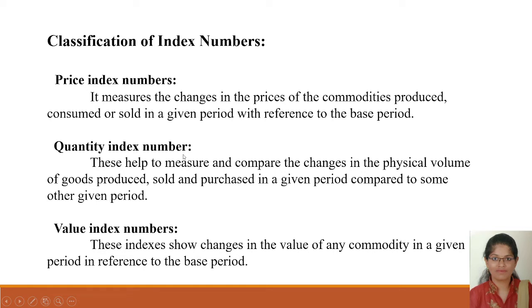Second is a quantity index number. This helps to measure and compare the changes in the physical volume of goods produced, sold and purchased in a given period compared to some other given period. And third is a value index number. This index shows changes in the value of any commodity in a given period in reference to the base period.